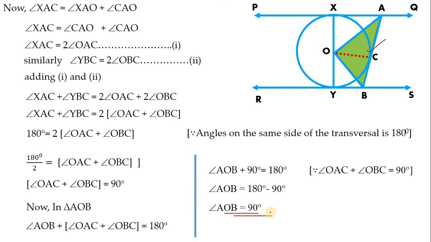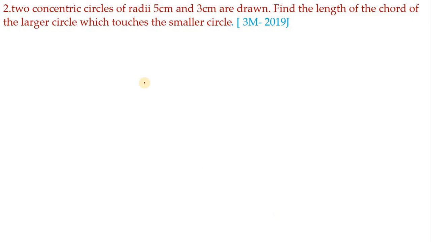Next, let me move on to another problem. 2 concentric circles of radii 5 cm and 3 cm are drawn. Find the length of the chord of the larger circle which touches the smaller circle. 3 mark problem, 2019 June. I mean they asked it in the year 2019 June. The figure is not given, children. You have to draw the proper figure.